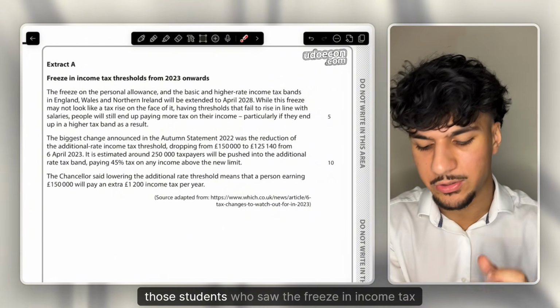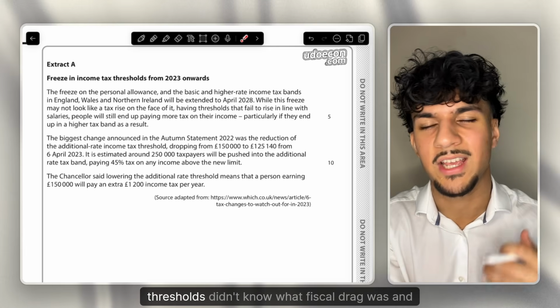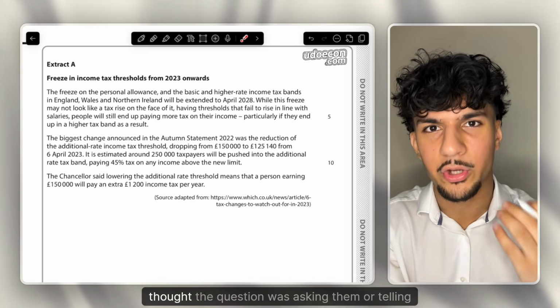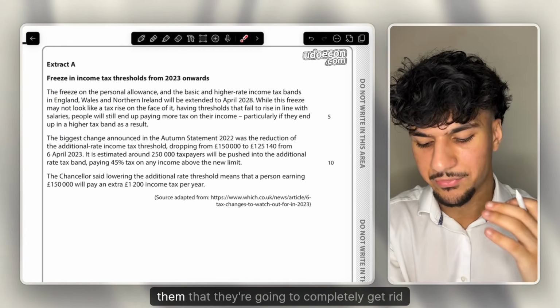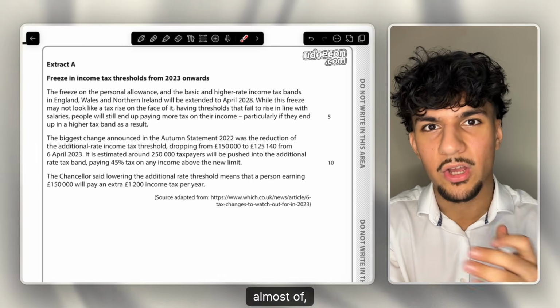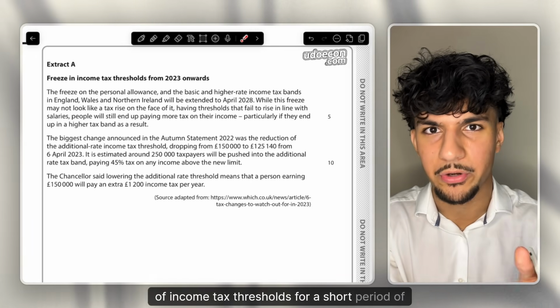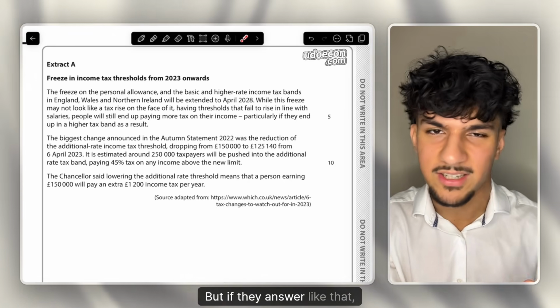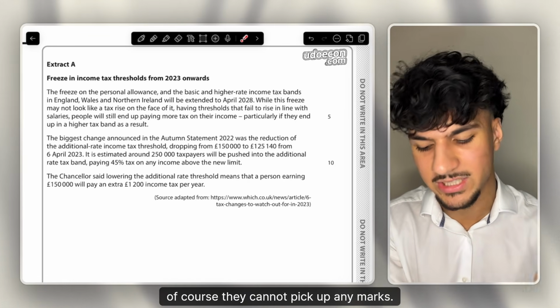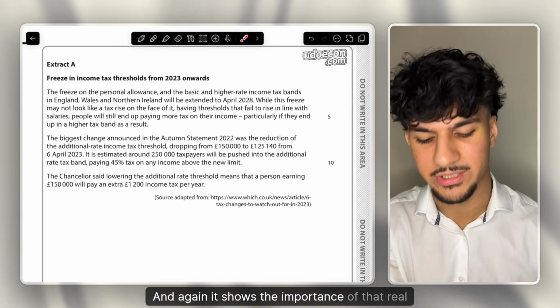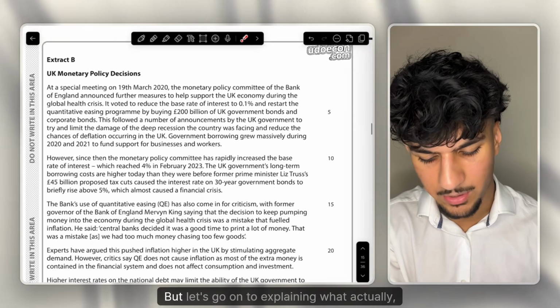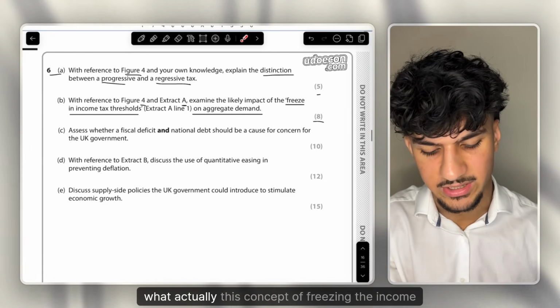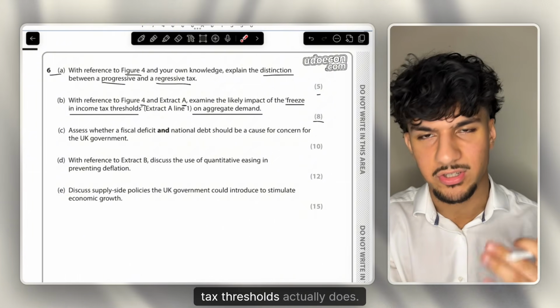Now, in this paper, there were students who saw the freeze in income tax thresholds, didn't know what fiscal drag was, and thought the question was telling them that they're going to completely get rid, almost, of income tax thresholds for a short period of time, which is totally unreasonable, of course would not happen. But if they answer it like that, of course they cannot pick up any marks, and again it shows the importance of that real world application. But let's go on to explaining what actually this concept of freezing the income tax thresholds actually does.